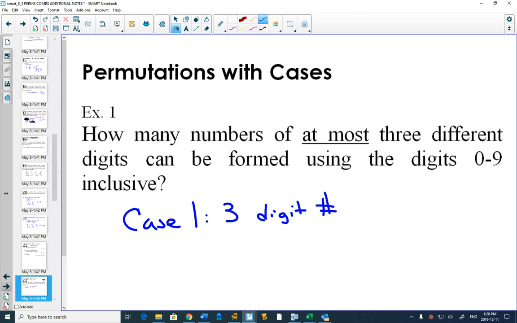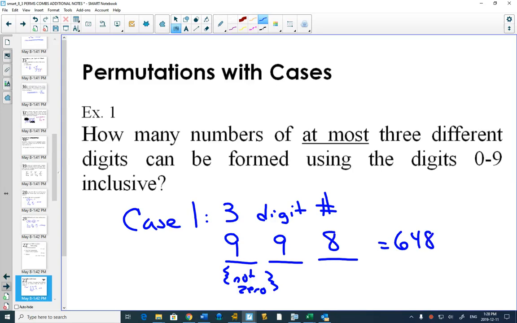Case 1, I want to count a 3-digit number. And in counting our 3-digit number, we'd have 3 decisions. There would be a restriction. We can't start with a 0, otherwise it would be a 2-digit number. So we only have 9 choices here. Then we can put the 0 back in, but one of the numbers is used up to give us 9 choices left. Now 2 of the numbers have been used up, so we would only have 8 choices left for 648.